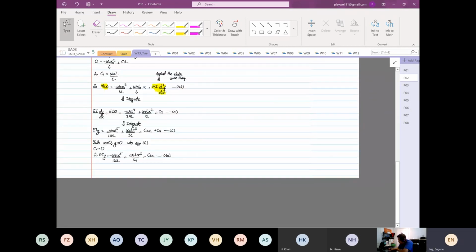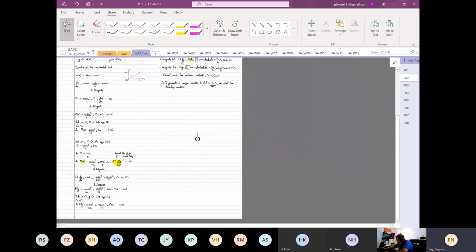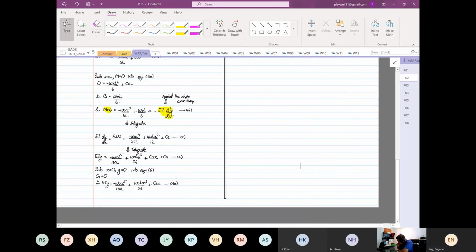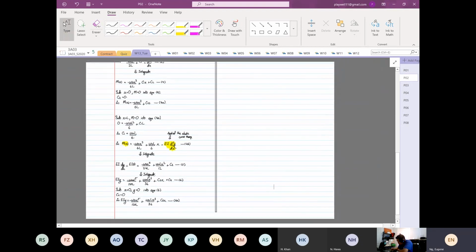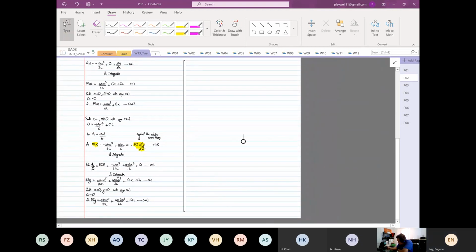I'm going to do it side by side, so I'm going to divide the page into 2. We're going to substitute. Hold on. I'm going to copy the whole thing. I can't see it, and if I can't see it, neither could you. Copy. Paste.